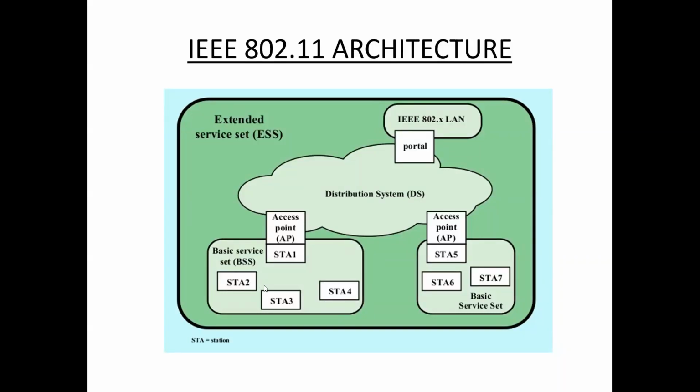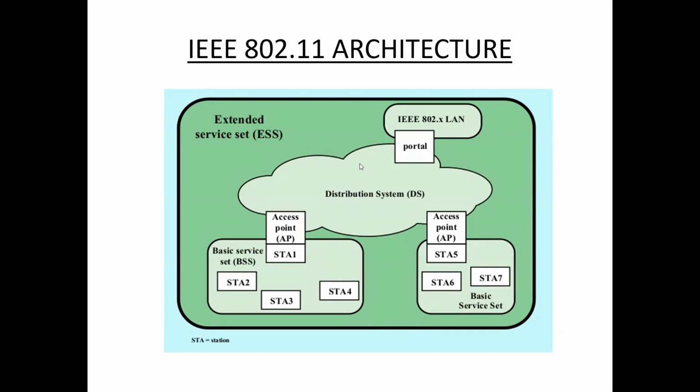There are two types of BSS: first one infrastructure BSS, second one independent BSS. In infrastructure BSS, the devices communicate with other devices through the access points. And in independent BSS, the devices communicate on a peer-to-peer basis in an ad hoc manner.